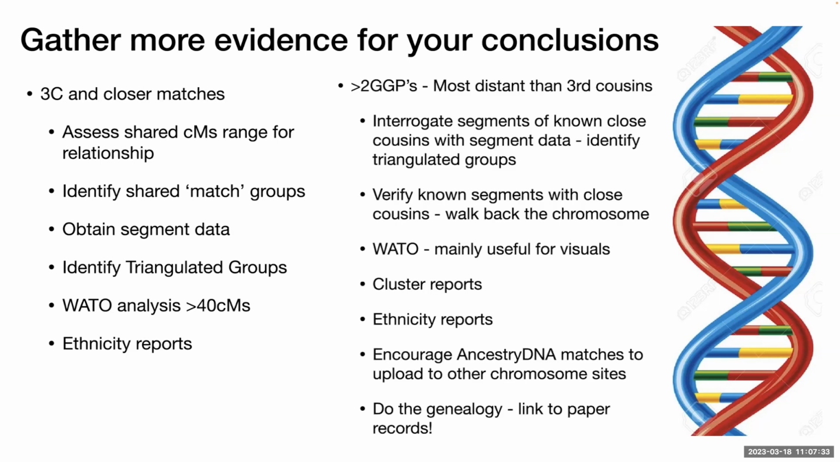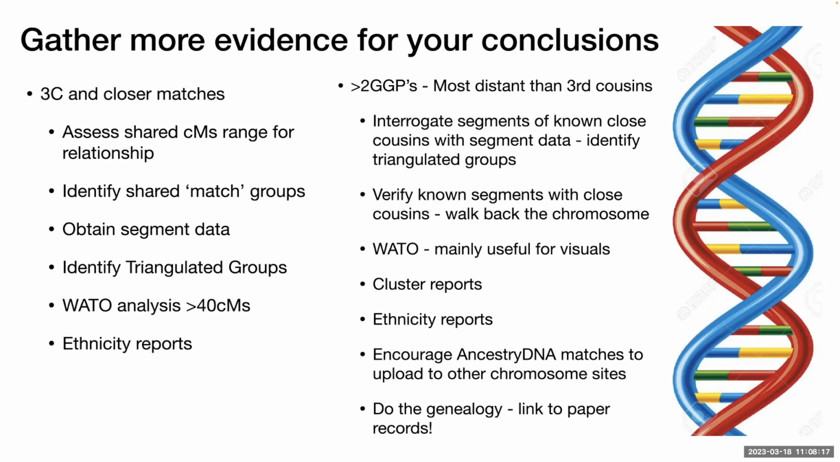For higher than second great grandparents, more distant than third cousins, similar to what I've been saying before, really you need to be interrogating those segments of those closer cousins and identifying triangulated groups and walking back the chromosome over time. Now, WATO at this level is not really that useful other than as a visual. And I'll just show you a couple of examples of how I use them as visuals, and you might like to use those charts as evidence in your conclusions. There are also cluster reports, ethnicity reports, etc. So always encourage your AncestryDNA matches to upload to other sites.